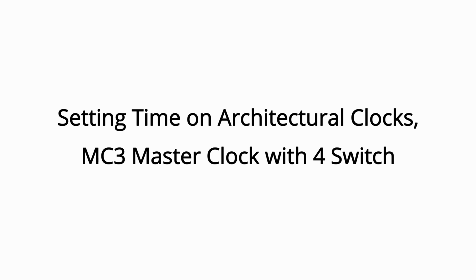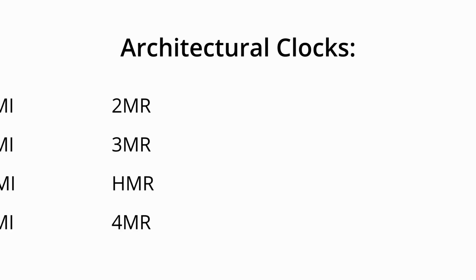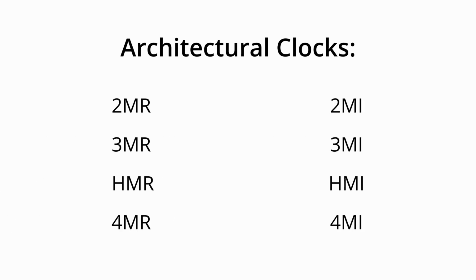In this video, we will show you how to get your architectural clocks on time if you have an MC3 Master Clock with a 4-switch module. Our architectural clock line includes clocks such as our 2MR, 3MR, HMR, 4MR, and their minute impulse versions.